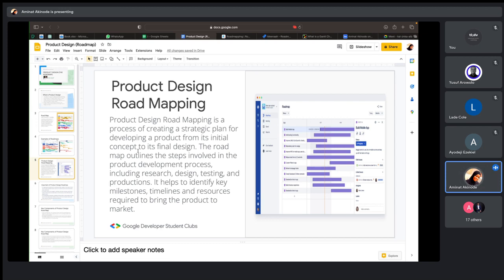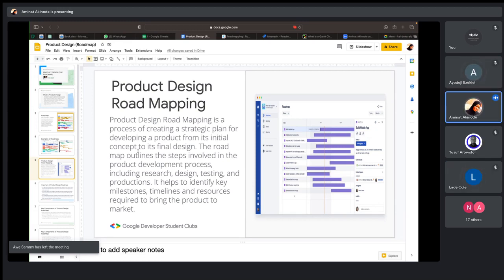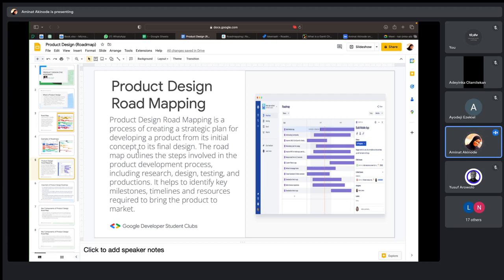What I said earlier on, you need to do your research, you need to do your testing, you need to do your design, you need to do the production aspect. Then this road mapping helps you to identify the keystone, the timeline, and the resources you need to bring into the product so that it can be a perfect product for the users to be able to use.